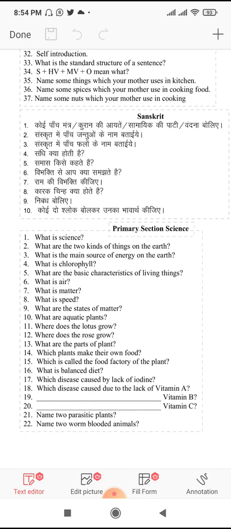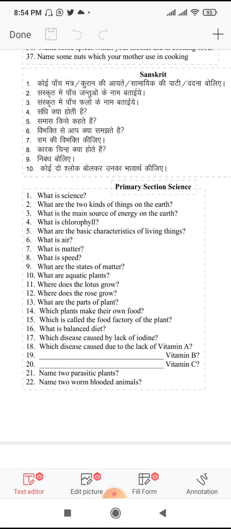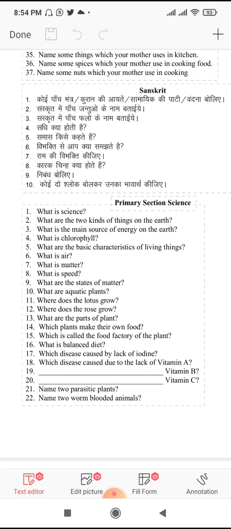Which disease is caused due to the lack of vitamin B? Beriberi is the disease caused due to the lack of vitamin B. Which disease is caused due to the lack of vitamin C? Scurvy is the disease caused due to the lack of vitamin C. Name two parasitic plants. Okay, peach plant and mushroom. Okay, name two warm-blooded animals. Okay, human beings and the cow.